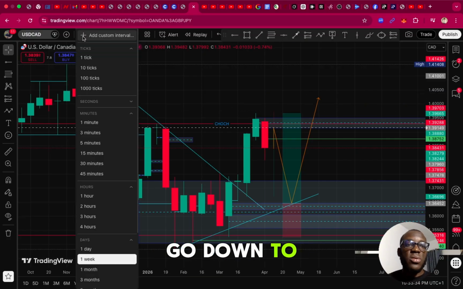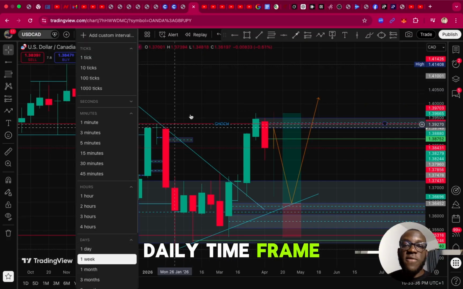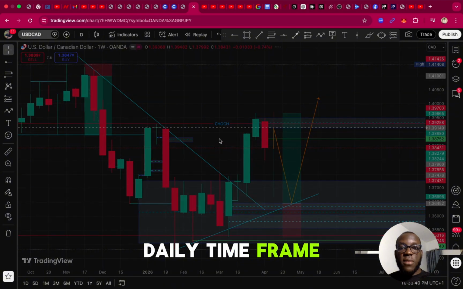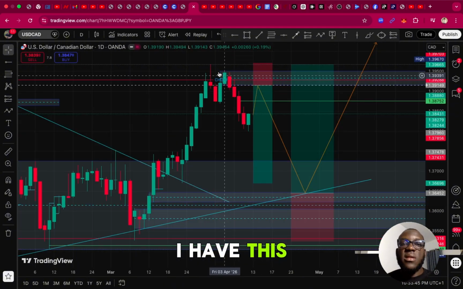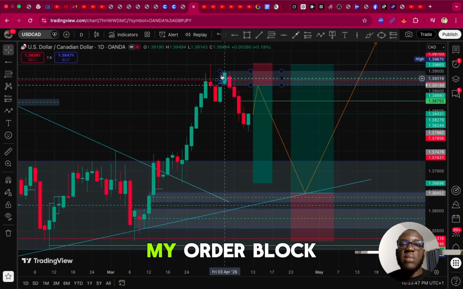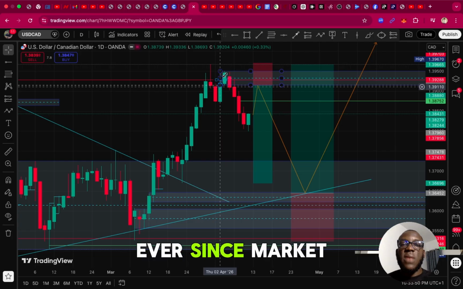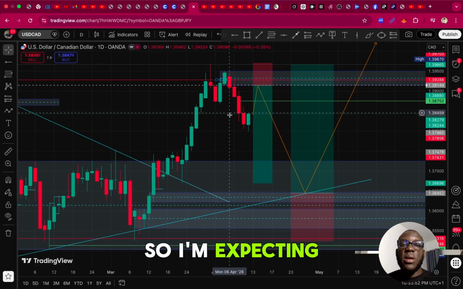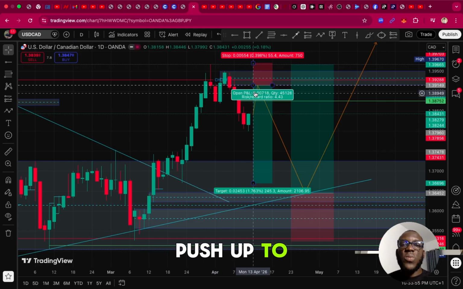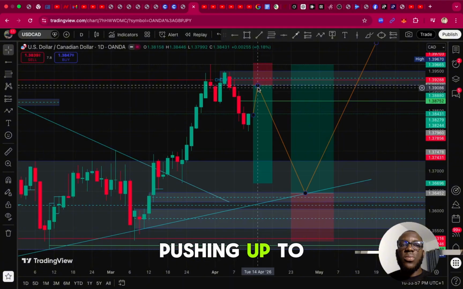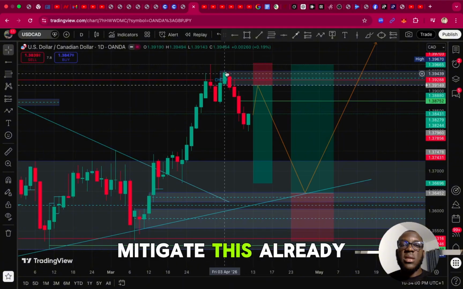So let me go down to daily time frame. Going down to daily time frame, I have this candle here as my order block ever since the market broke down here. So I'm expecting the market to push up to this extent, pushing up to mitigate this.